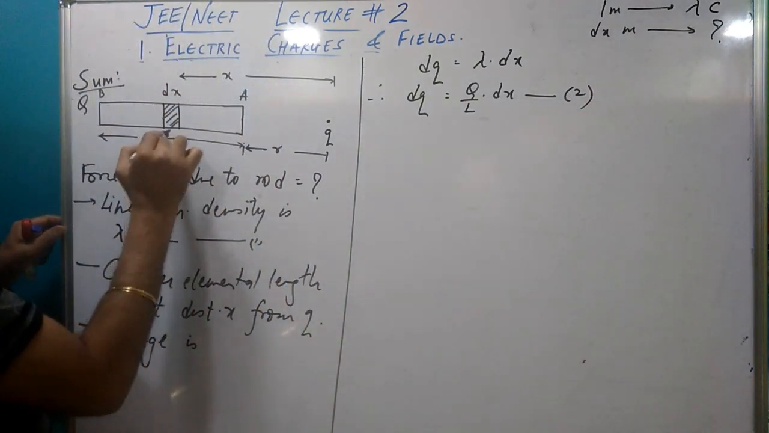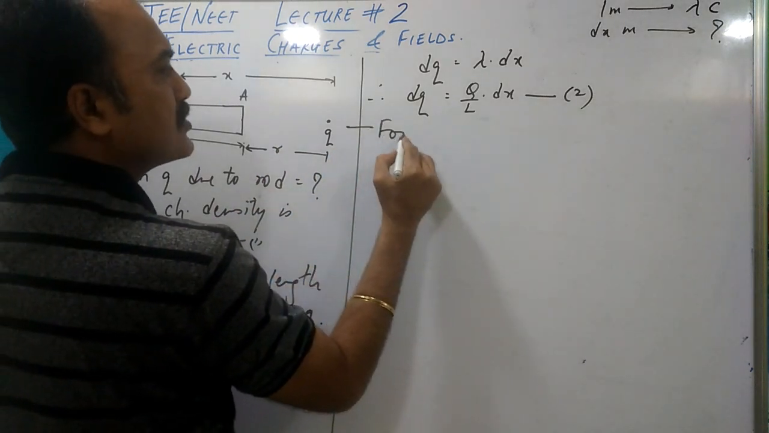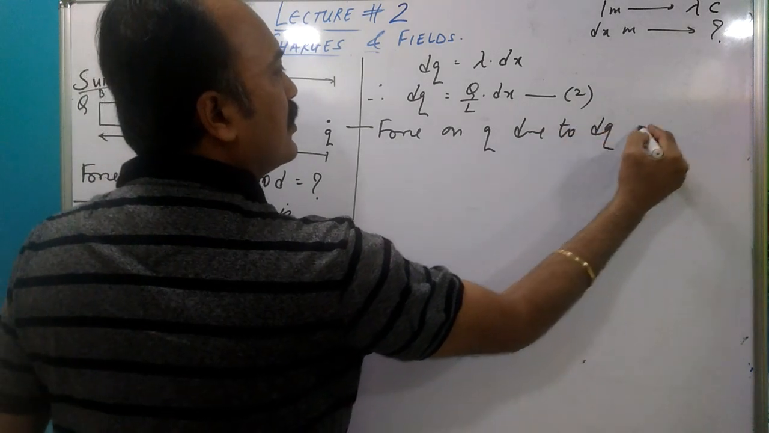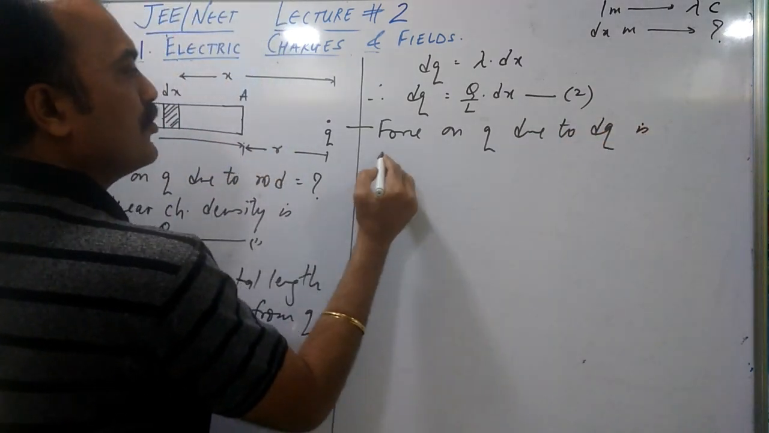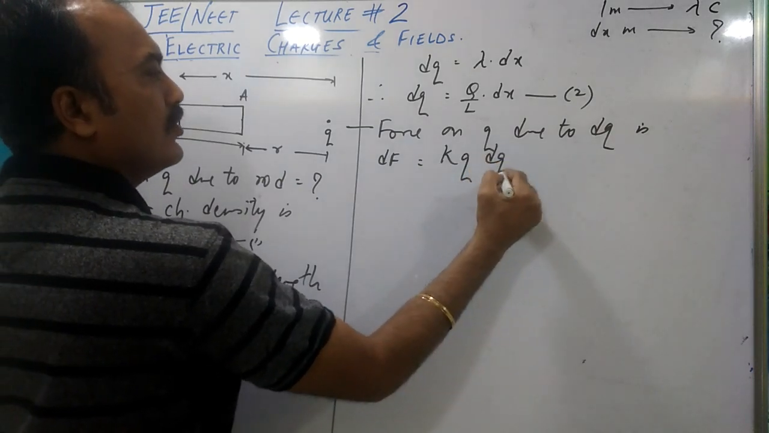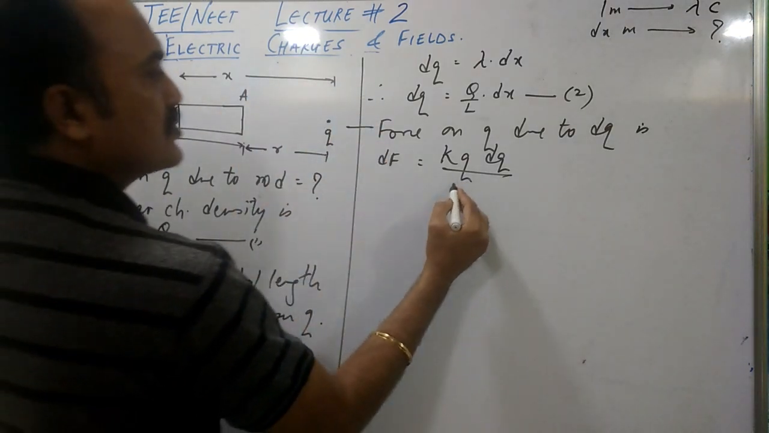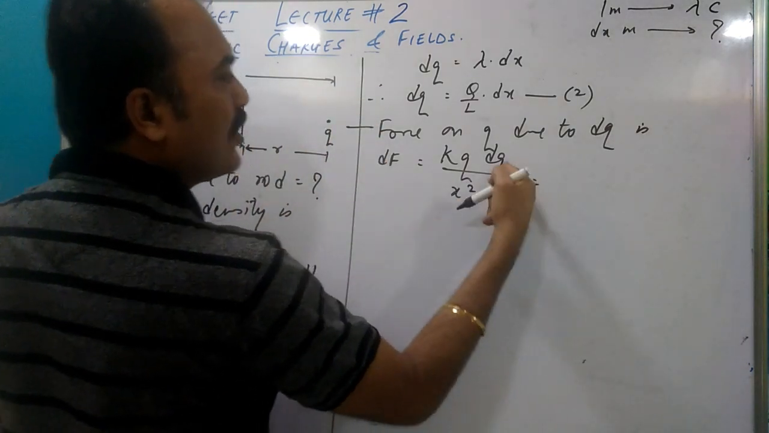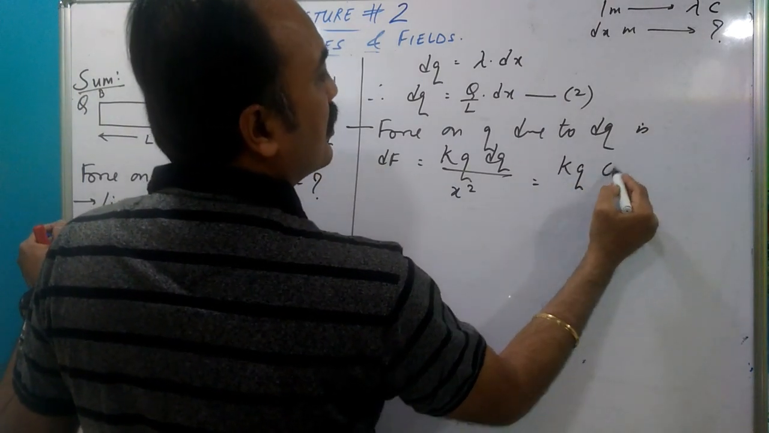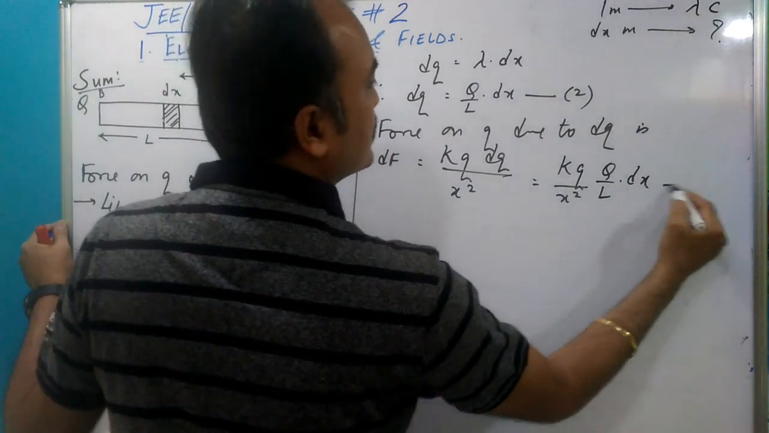Now this dq is exerting a force on Q. How much force? Force on Q due to dq, Coulomb's law comes to our rescue. dF equals k Q dq over how much is the distance between Q and dq? x. So this is x square. I got dq out here. So k Q by L dx by x square.